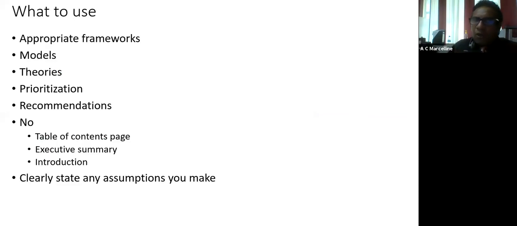So what to use? You have to use appropriate frameworks. You have to use appropriate models. You have to use appropriate theories. So remember all that I talked about, from your corporate strategies, looking at your hands-off matrix, to your GE matrix, to the BCG matrix, your growth models, everything. But you need to use appropriate ones. I suppose they would expect a nice combination.